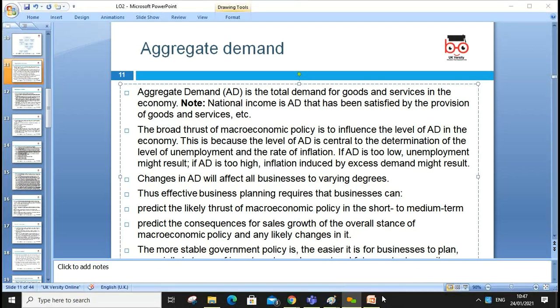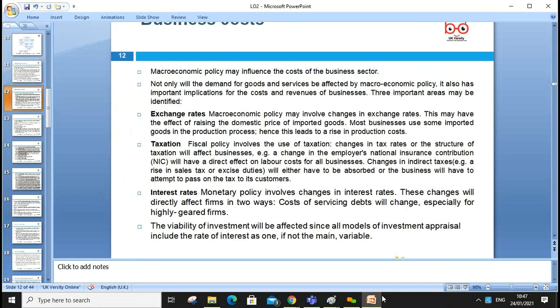If AD, aggregate demand, is lower, unemployment might result. Unemployment will be higher because the demand for goods is lower. People will produce fewer goods. So ultimately, we need to make sure we meet all these conditions to help achieve full employment in the country.